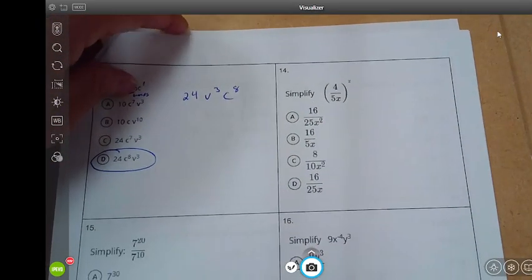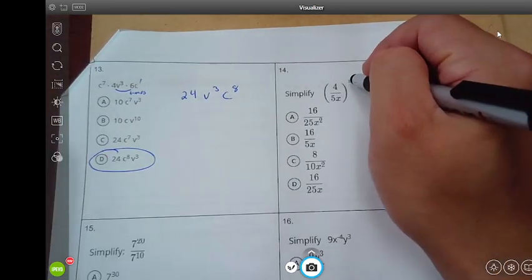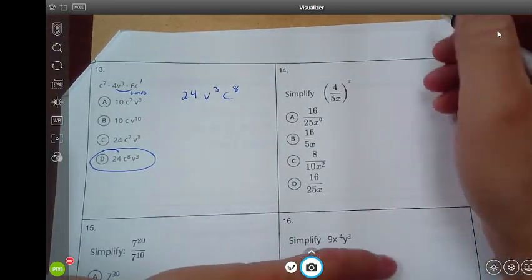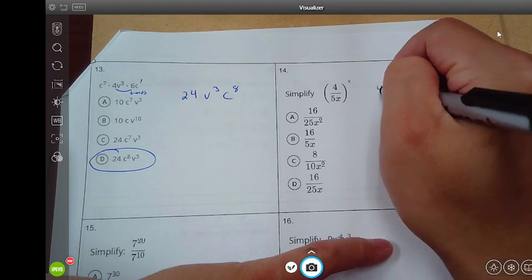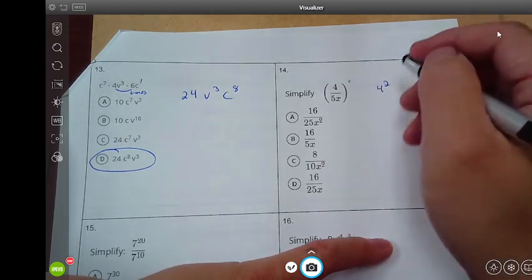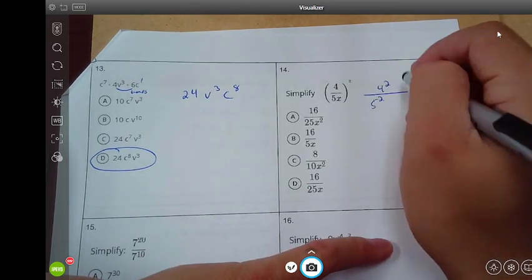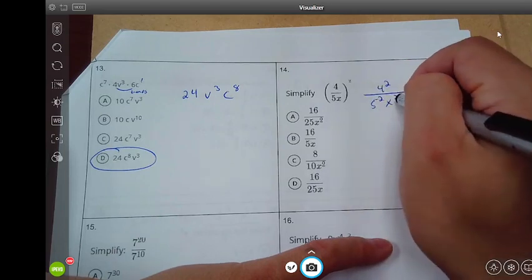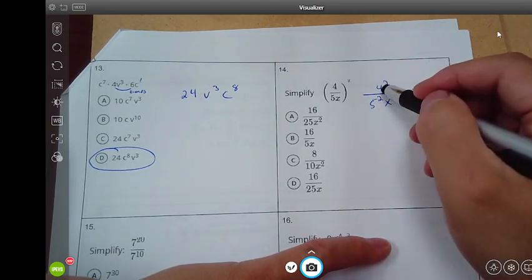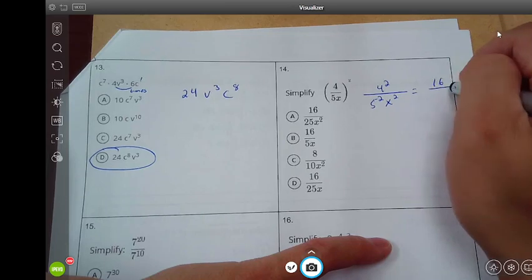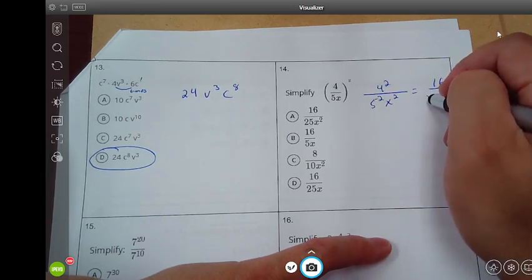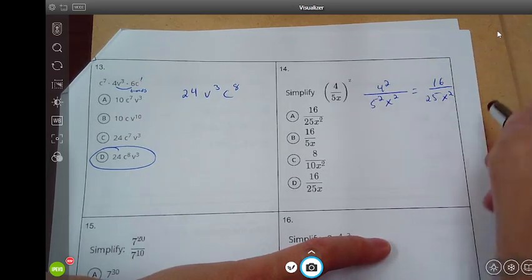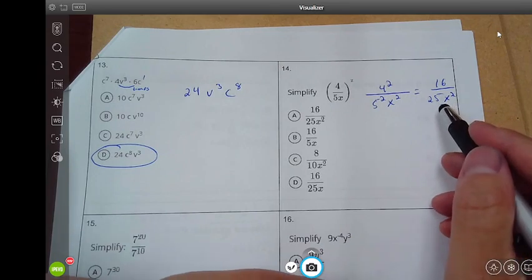That exponent of 2 outside goes to everything inside the parentheses. So the 4 gets a 2, so you get 4 squared. That 5 gets a squared, so 5 squared. That x gets a squared, x squared. Okay, 4 squared is 4 times 4, that's 16. 5 squared is 5 times 5, that's 25. And then the x squared stays, so I got 16 over 25 x squared.